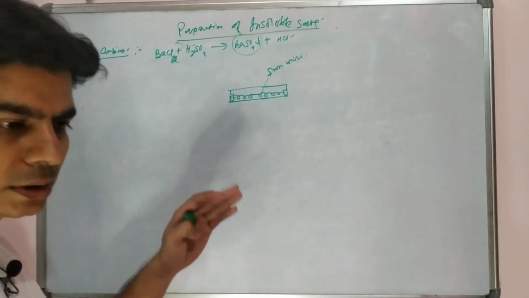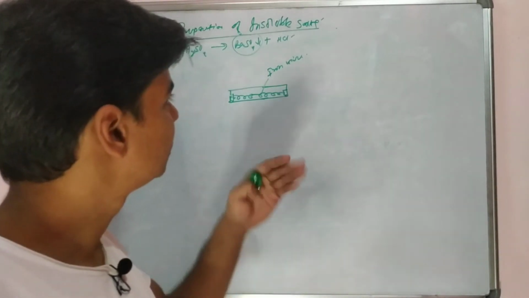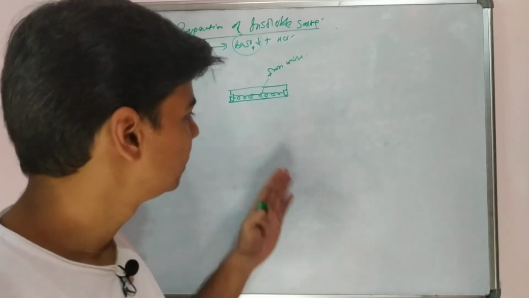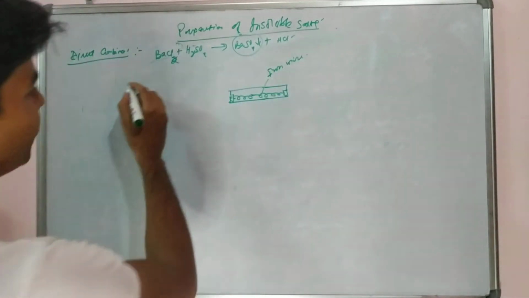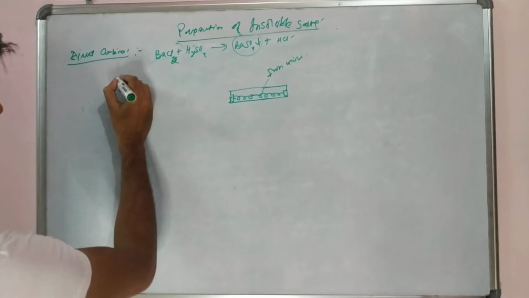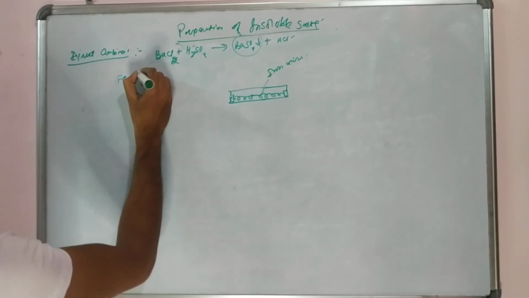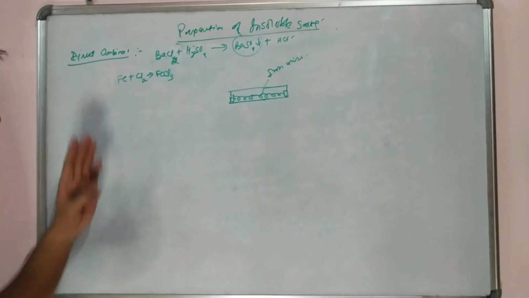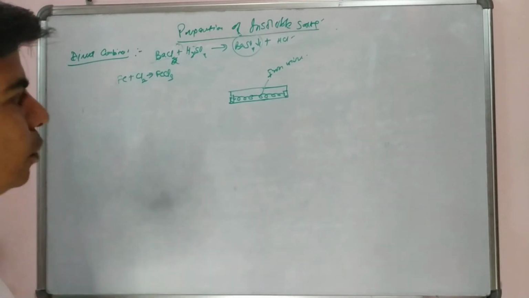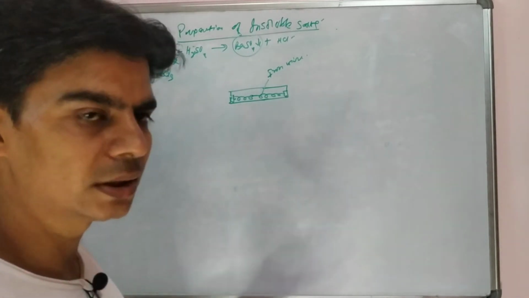What we are doing here is the reaction that we have done before in the same lecture, wherein iron will react by direct combination. Iron will react with chlorine to give FeCl3. This is direct combination of iron and chlorine. Now let's see how we'll do this in the lab.